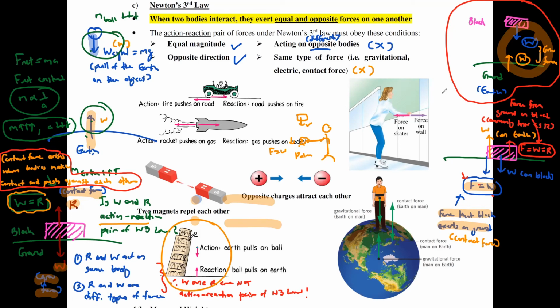So let me just circle the action reaction pair here for you. The action reaction pair of Newton's third law, one of it is this, the ones that I highlighted in green. This is the weight W on the block. This is the weight W on the earth. This is the gravitational force.